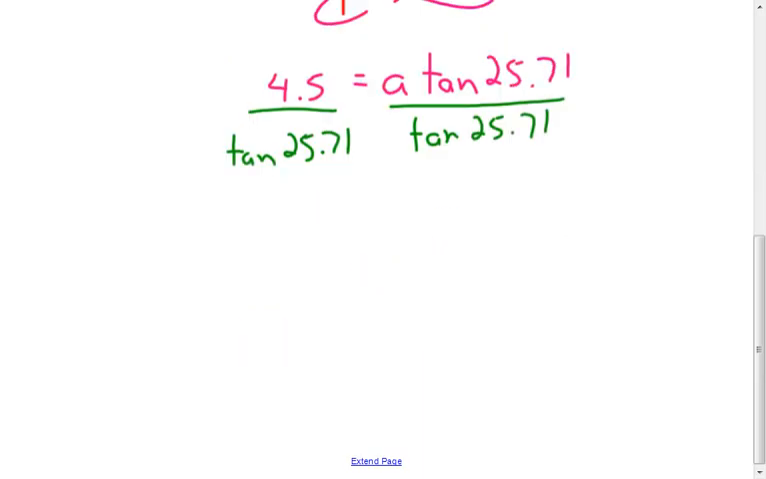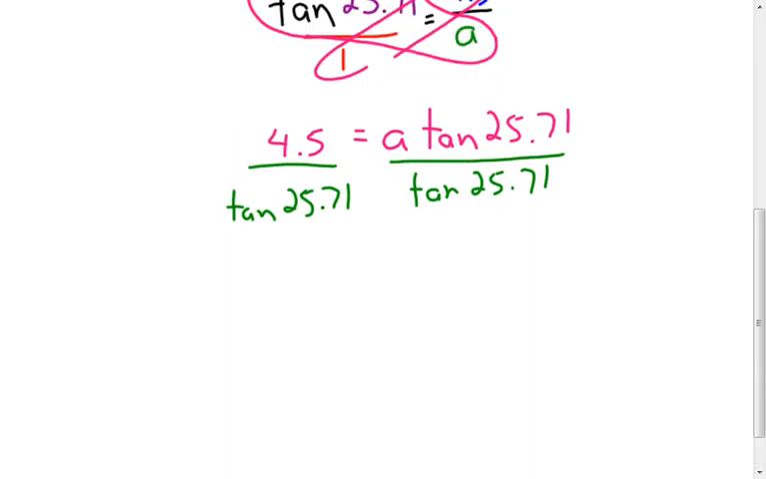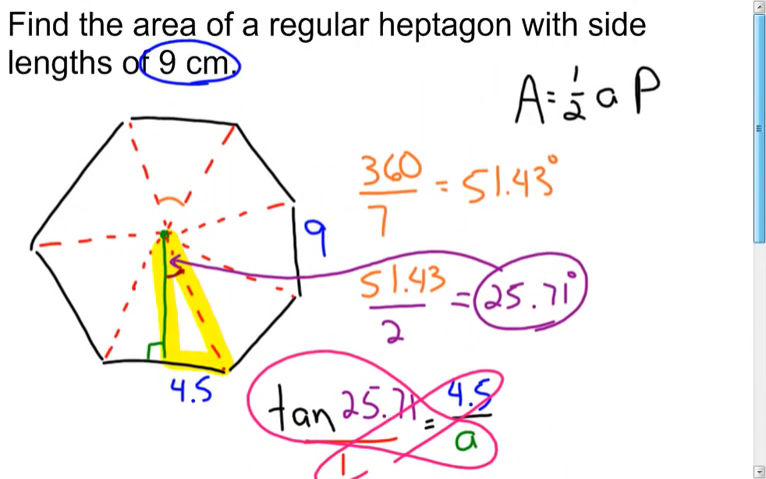Now again, I'm not going to type in 4.5 divided by tangent 25.71. Rather, I'm going to type in 4.5 divided by, then push tangent, and then use my calculator to go up and get my last answer. By doing this, I end up with an apothem that's approximately 9.34 units long. And those units in this case would be centimeters.